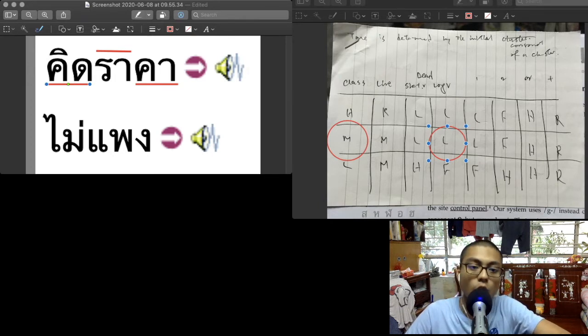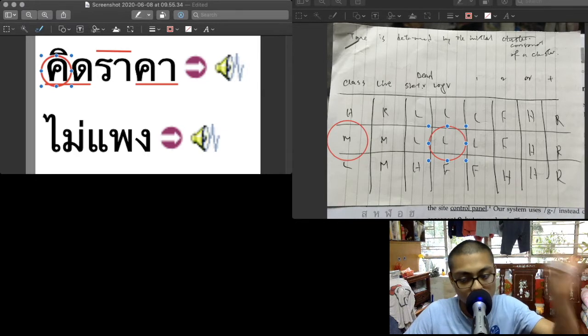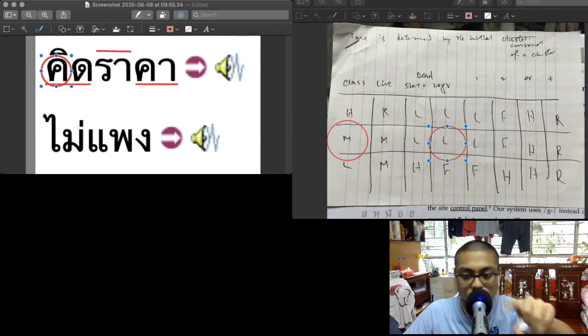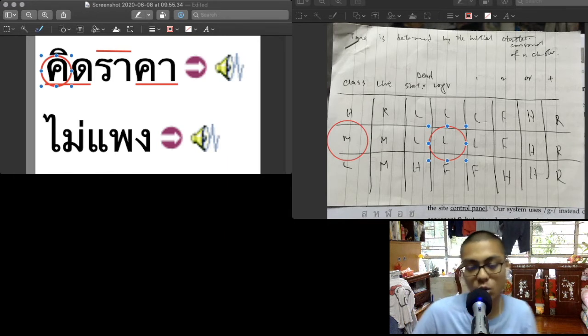For the first one, we have kokai. Not kokai, kokwai. Kokwai, sala e, dode. This is the initial consonant, this is the ending consonant, and this is the vowel. The initial consonant, kokwai, is low class. If you're not sure, refer to the consonant chart or go to the website and find out the class of this consonant. It is low class.